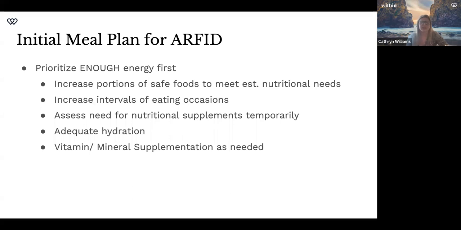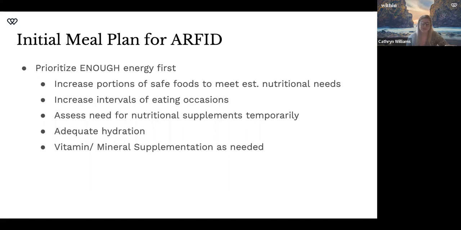So initial meal plans when we are seeing clients with ARFID, like I said, our first big goal more than anything is just really supporting our clients in getting enough nutrition in. So whether that may be we are providing more food for them on the plate than what they were before. Maybe we're increasing how often that they're eating throughout the day. Maybe temporarily we need to use a supplement like Ensure, Boost, or homemade shakes or something like that to really support just getting enough nutrition in.